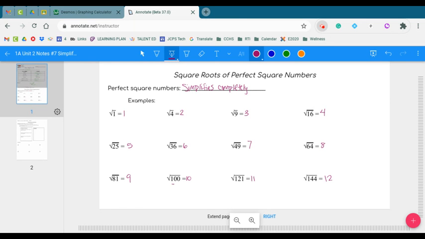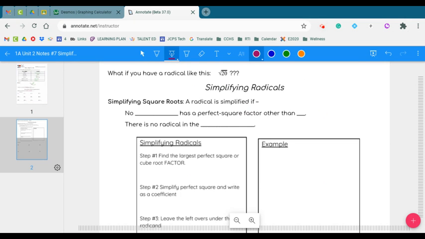These are going to be super important for you to know because not everything will simplify perfectly. So we have to keep that in mind. That kind of leads us into the next page. It says, what if you have a radical like this, the square root of 20? The square root of 20 is not a perfect square because the square root of 16 is and the square root of 25 is, but not the square root of 20. So how do we simplify this?